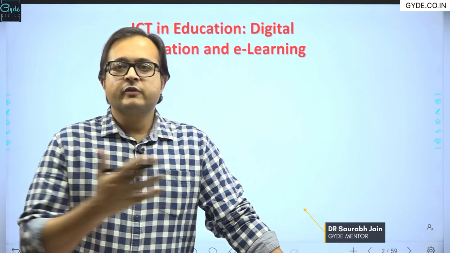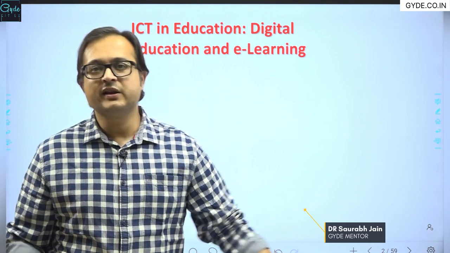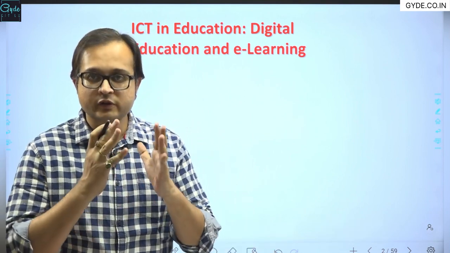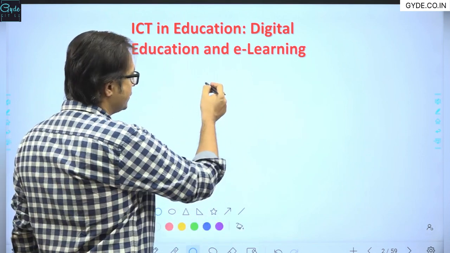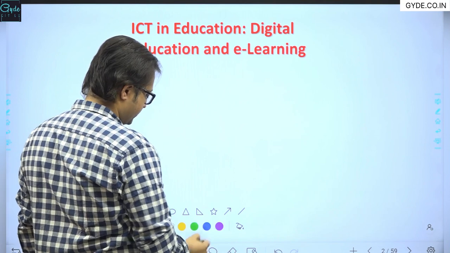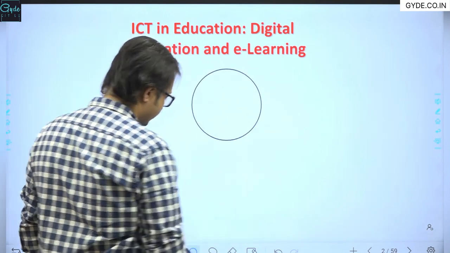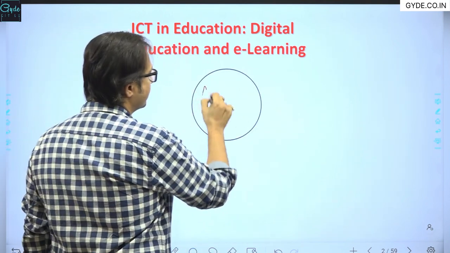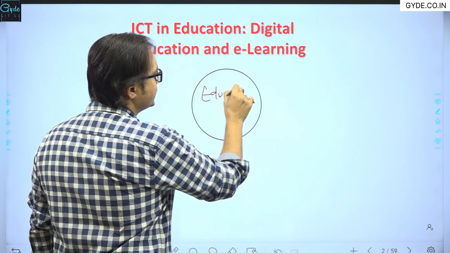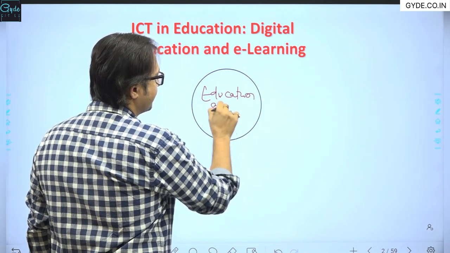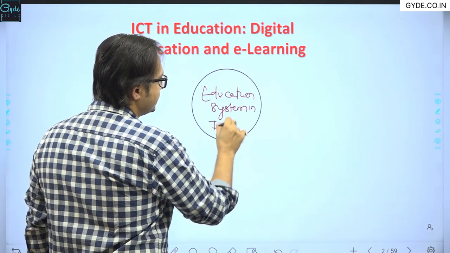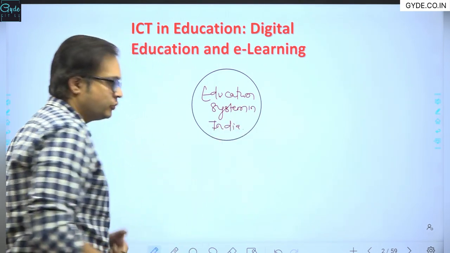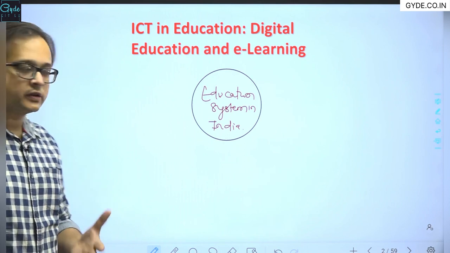Now precisely when we understand the basic idea relative to education and the education system on the whole, when we try to understand these things, the overall education system in the country has a variety of problems, and that's why ICT is so important to be brought into or incorporated with education.